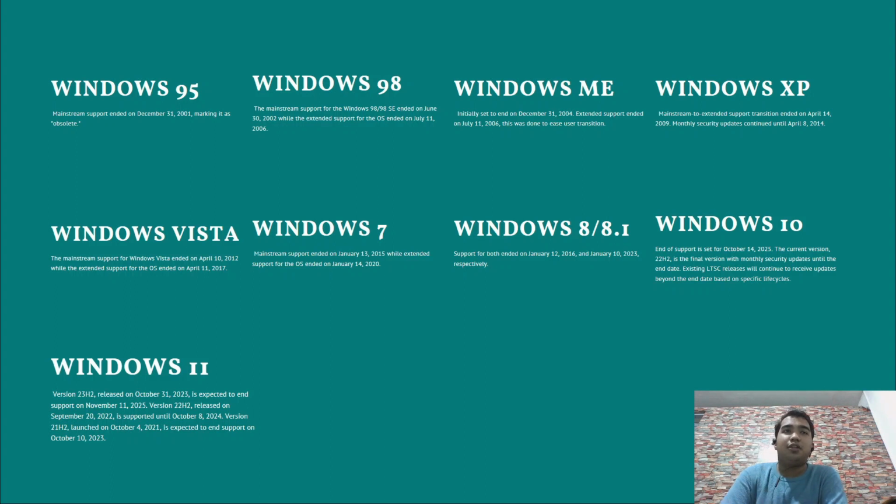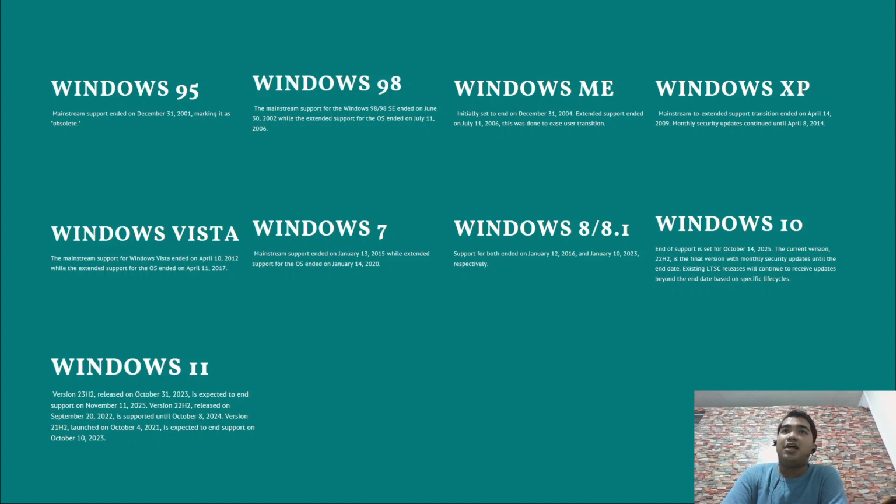So let's start with Windows 95. Mainstream support ended on December 31, 2001, marking it as obsolete. For Windows 98, the mainstream support for Windows 98 or 98 SE ended on June 30, 2002, while the extended support for the OS ended on July 11, 2006.